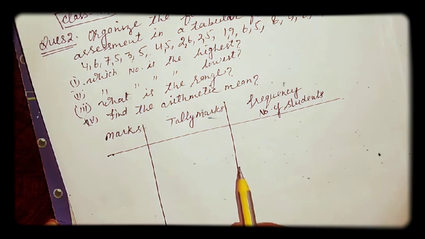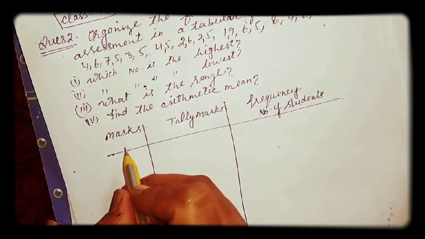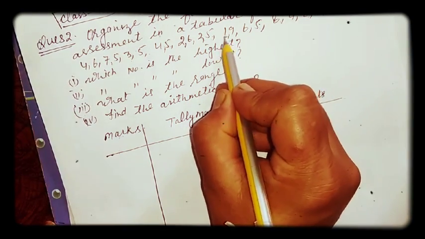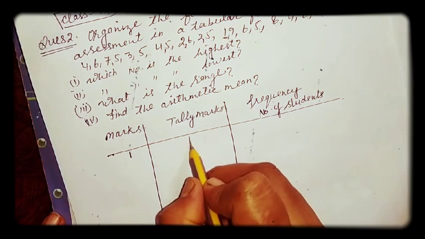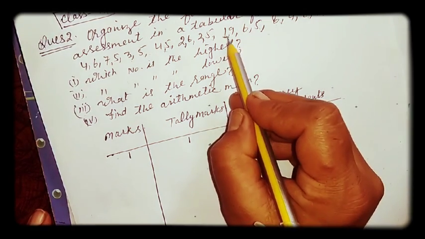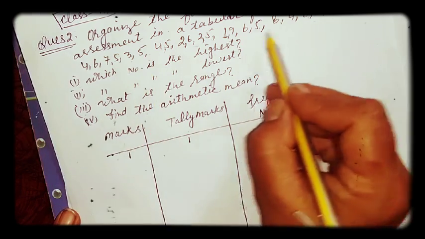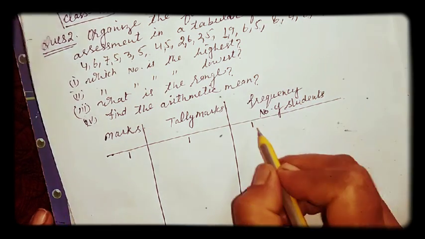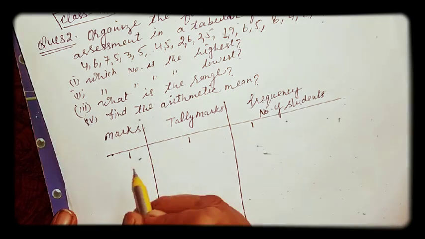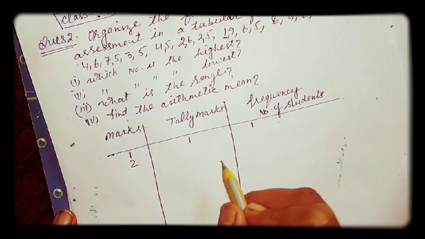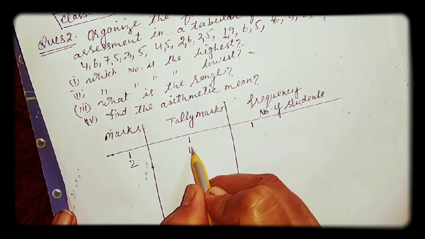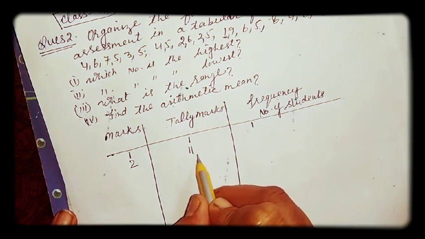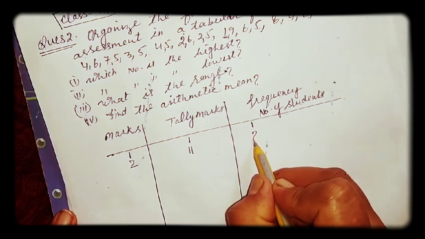So the lowest marks is 1. How will we represent it in tally marks? 1. And how many times does 1 occur? It is only one time. The frequency is 1. And now 2, how many times is 2 there? 2 is 2 times. So we will draw just 2 lines here. So the frequency will be 2.